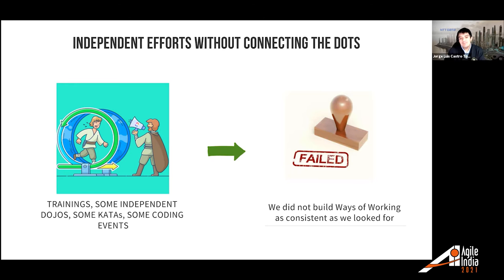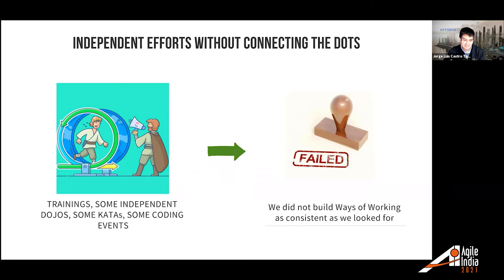We didn't build ways of working as consistent as we looked for. Actually, that is true. That is a real story. We failed because at the end, we noticed that it was okay to do some kind of trainings and dojos and katas, but we need more than that, right? Especially for our context. We have a hundred teams, distributed teams in different continents. We have a large enterprise, and we need more than that, right?